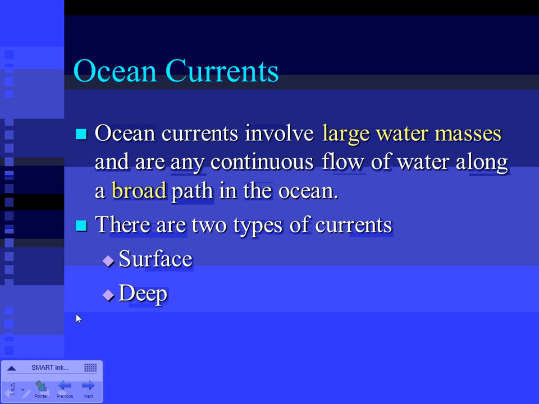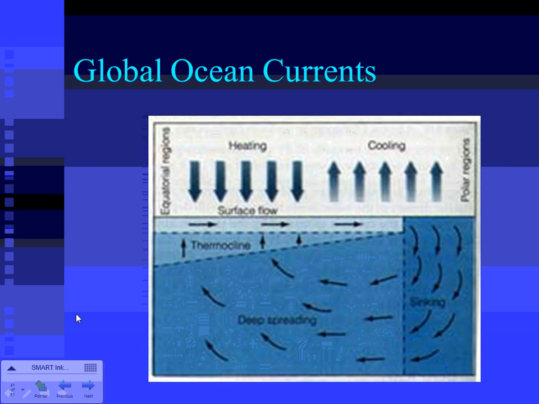There are two types of currents: surface currents and deep currents. Of course, surface is going to be at the top, and the deep currents are going to be what goes down low towards the bottom of the ocean. And then taking a look at this picture here, we've got wind blowing the surface, just like when we talked about with tides and waves. The wind is blowing on the surface, moving the water in a certain direction.